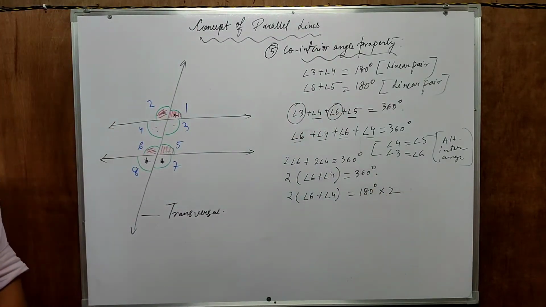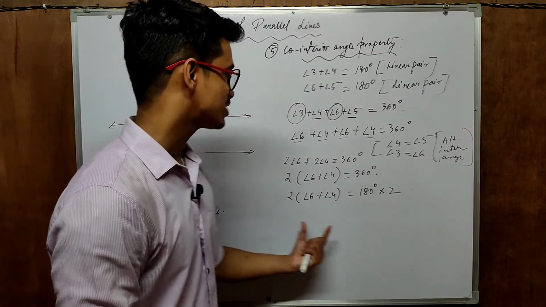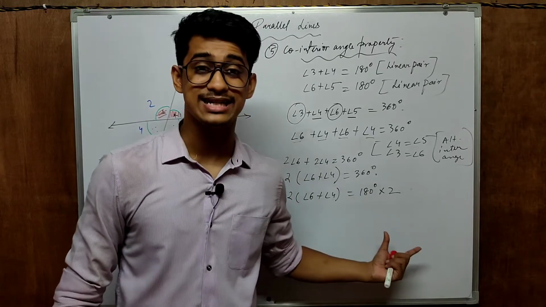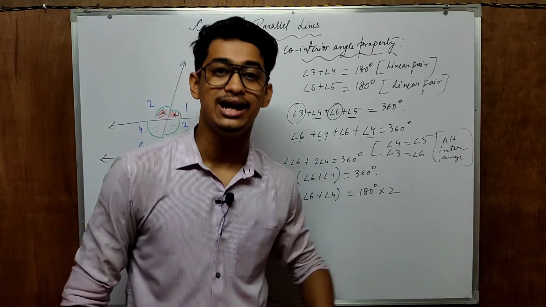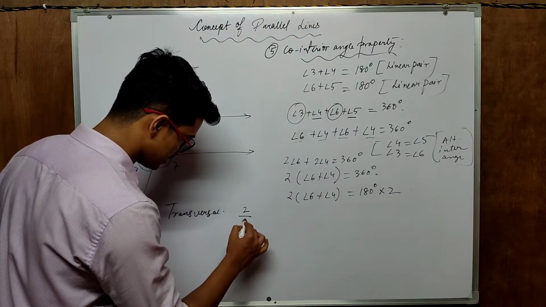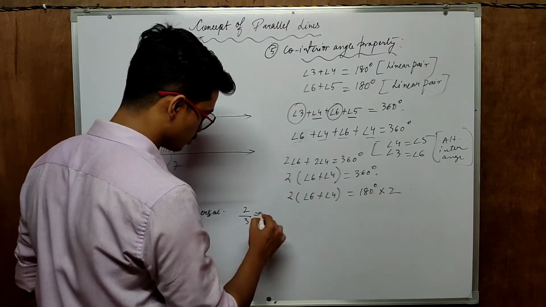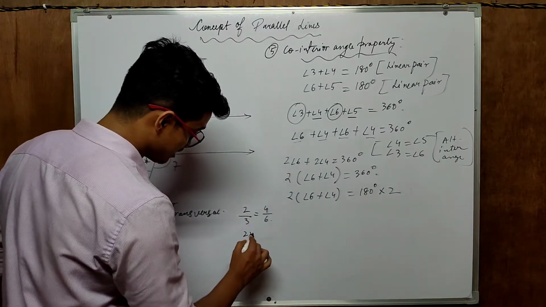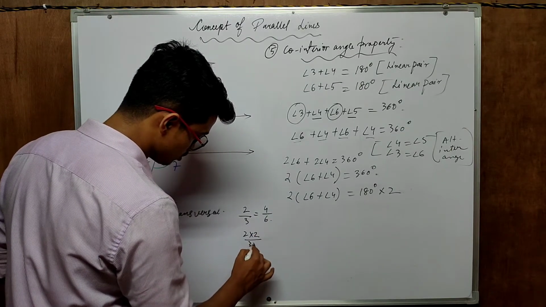So now see, that's actually the equivalent fraction. So we can take 2 by 3, let's say. What is the equivalent fraction of 2 by 3? That is 4 by 6. So what we just did was 2 into 2 and 3 into 2.